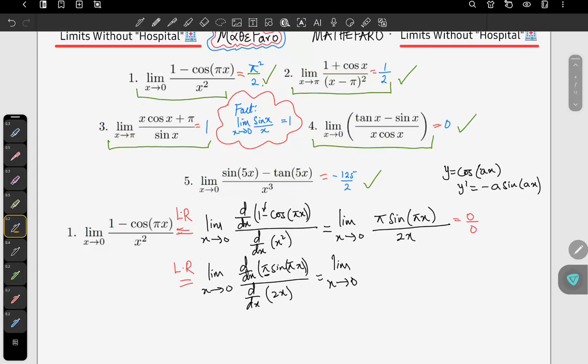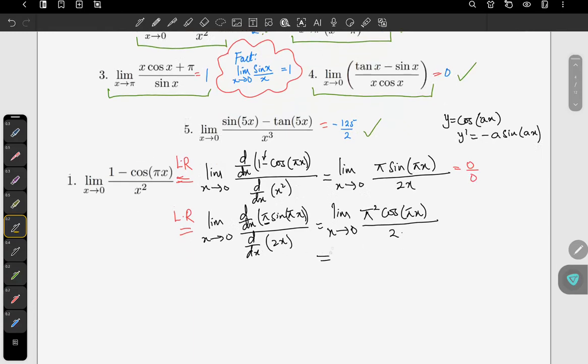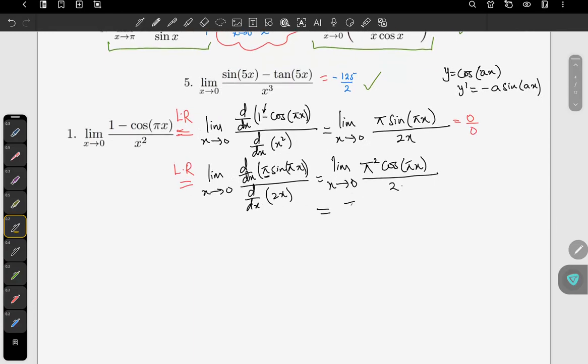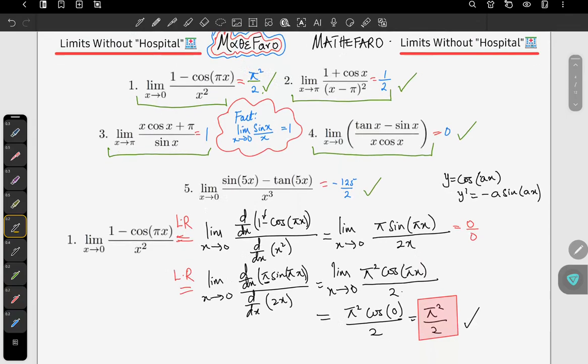And because there is already a pi outside, a lot of pi's, pi squared cos pi x, and the derivative of 2x is 2. So if we do the direct substitution now, we get pi squared times cos 0 over 2, and cos 0 is equal to 1, so this is equal to pi squared over 2. Good. The next question. So of course this agrees with the answer we had initially.